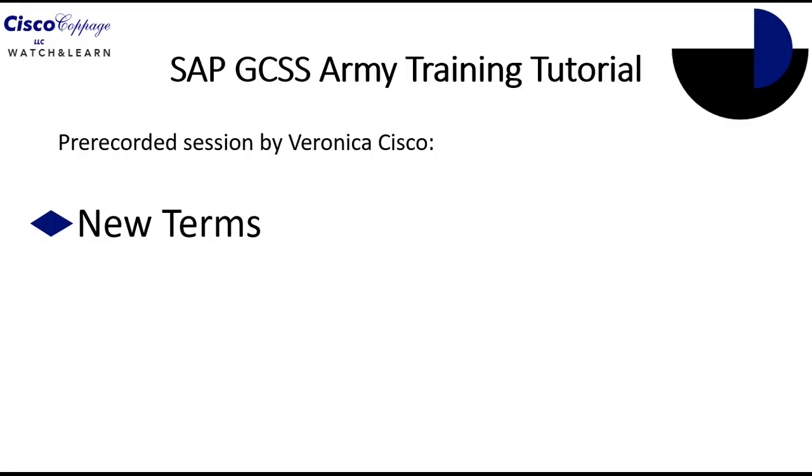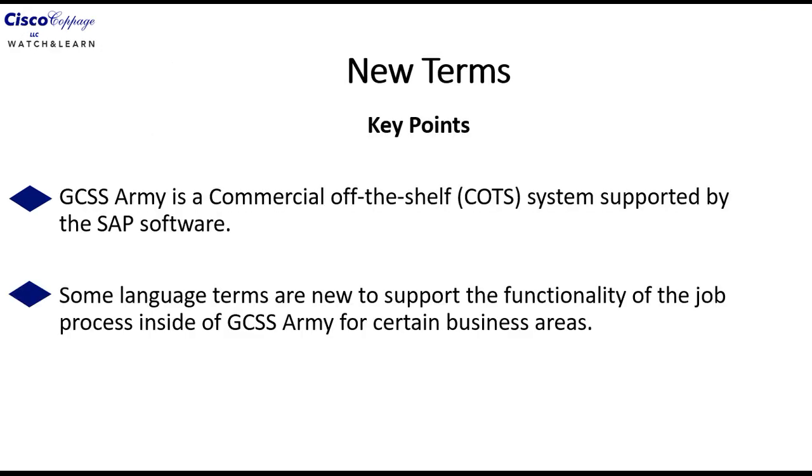This tutorial is designed to highlight some new language terms that are used inside of GCSS Army. Before we get into the lesson, there are some key points that need to be discussed. The first key point is that GCSS Army is a commercial off-the-shelf system supported by the SAP software. The second key point is that some language terms are new to support the functionality of the job process inside of GCSS Army for certain business areas.